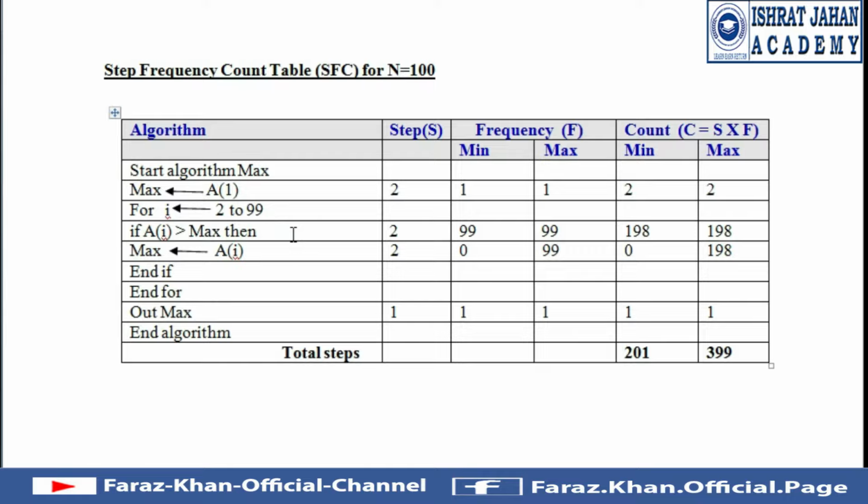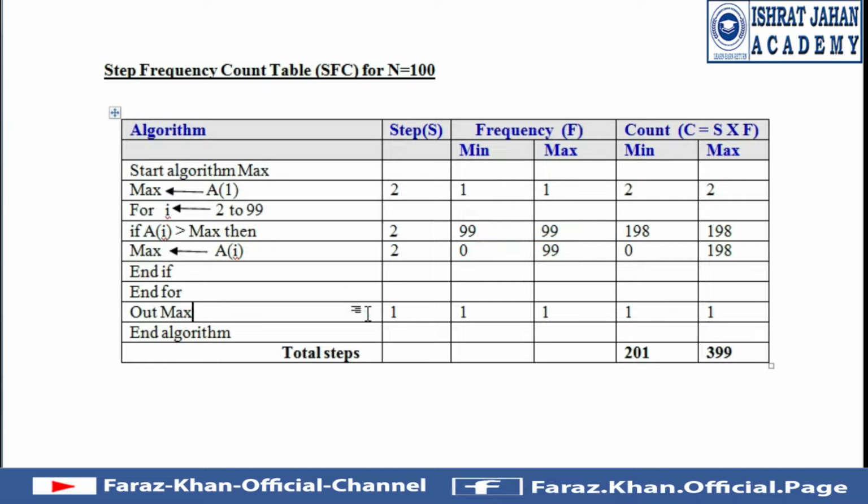Now we have done the comparison in this step. Now I have to assign the greatest number. So here I can use 0 for best case and 99 for worst case. But in this execution part, I cannot use 0 in minimum, because in the execution part we are always interested in the worst case. Got it?